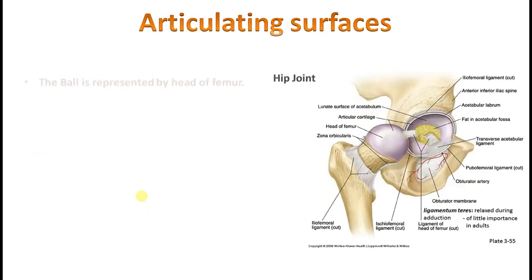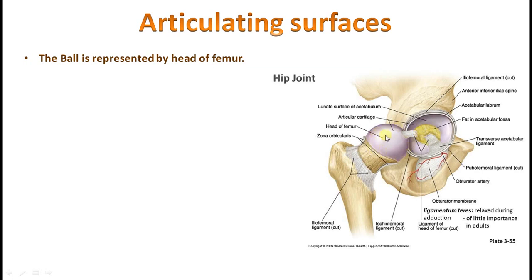Now coming to the articulating surfaces. As it is a ball and socket, the ball of the joint is represented by the head of the femur, which is two-thirds of a sphere, with some flattening on the upper surface. In the center of the head, you see a depression which is called the fovea or pit. That gives attachment to a ligament, the ligament of the head of the femur or round ligament of the femur.